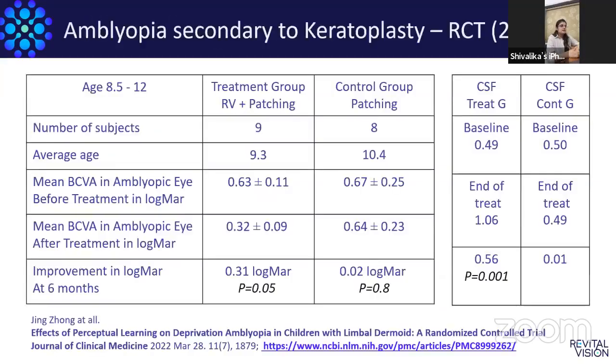This is another RCT which was done in 2022, fairly new, on amblyopia secondary to keratoplasty for children with limbal dermoid. So these are children who have undergone keratoplasty for a condition called limbal dermoid. The average age is near 9 and 10 in the control. In the treatment group, Revital Vision was given along with patching, and in the control group, only patching was given. No other treatment was given.